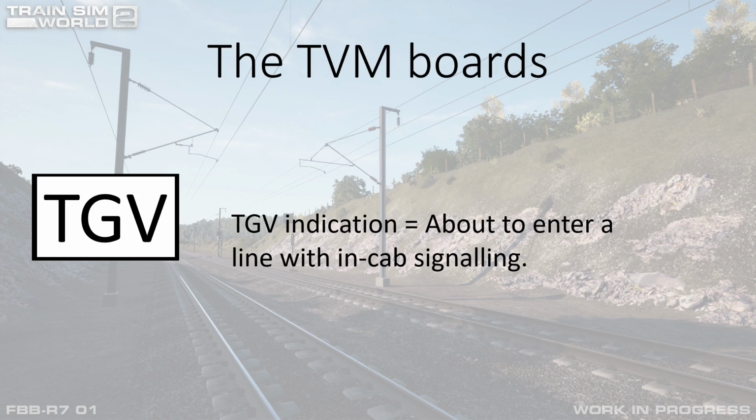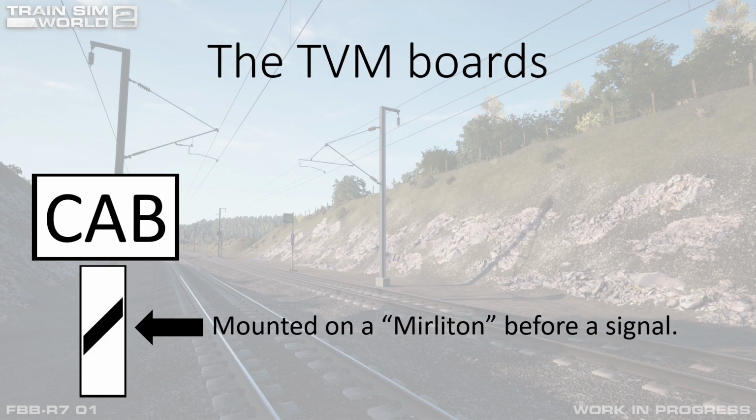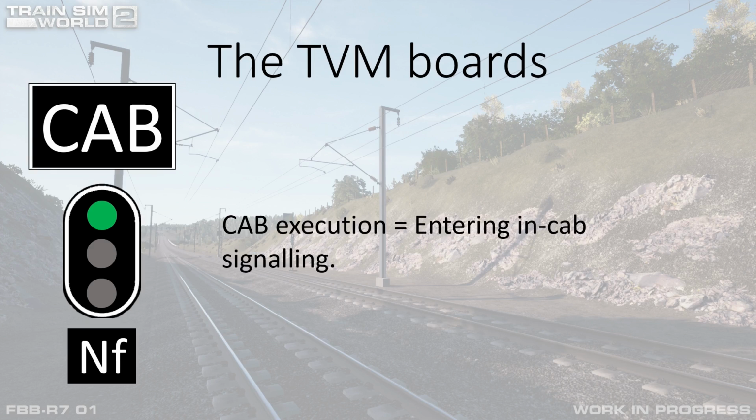This same indication also exists on all the lines with a TGV written on it. They're always placed before a signal, and they're mounted on the marker boards that indicate that you are approaching a signal. The signal is this kind. It is a cab execution, white marking on a black board, which means that you are entering this in-cab signaling if you can pass this signal.